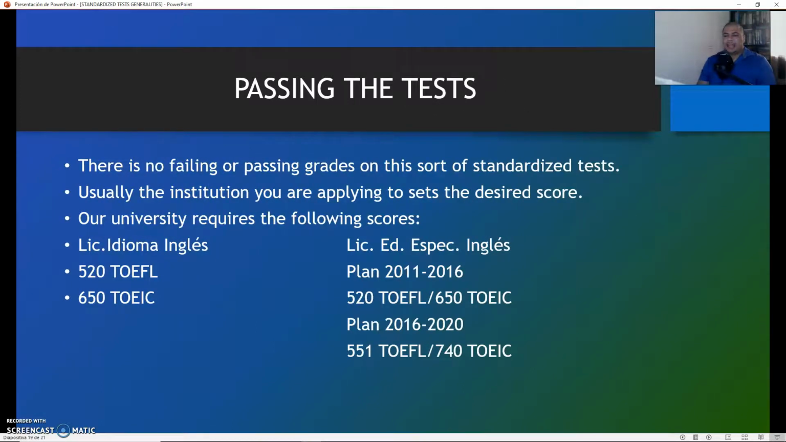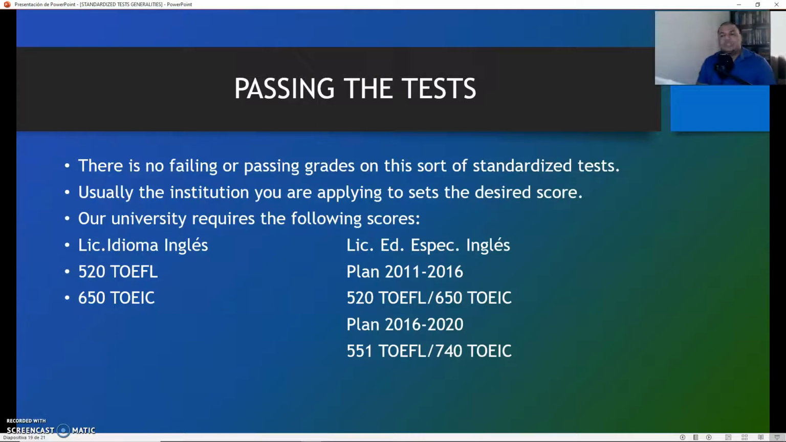Passing the tests. Everybody says, did I pass it? Did I fail it? No, guys, look, this is not a passing or failing test. You are given a score. You don't get a grade for the test. I understand what we mean when we say passing or failing the test, but it's not like that.